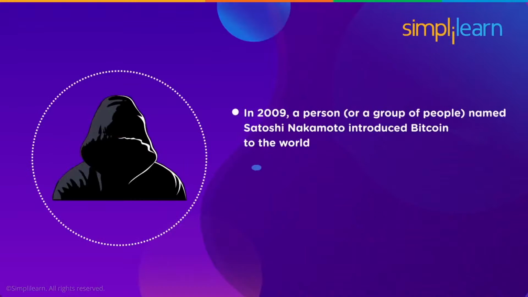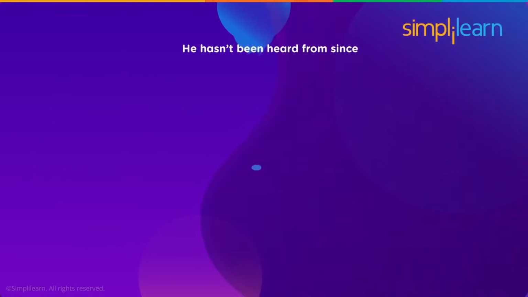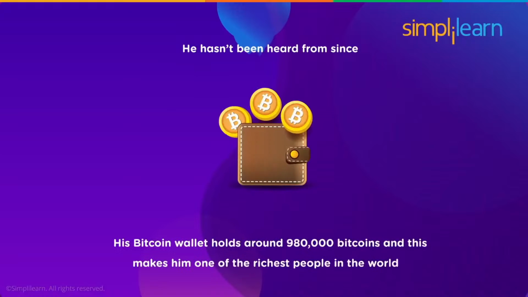Now in 2009, a person or a group of people known as Satoshi Nakamoto introduced Bitcoin to the world. He vanished off the internet in late 2010. He hasn't been heard from since. Now, just like his identity is shrouded in mystery, nobody really knows if he's even alive or dead. The only communication people had with him were through emails and forums. His Bitcoin wallet holds around 980,000 Bitcoins, which makes him one of the richest people on the planet.